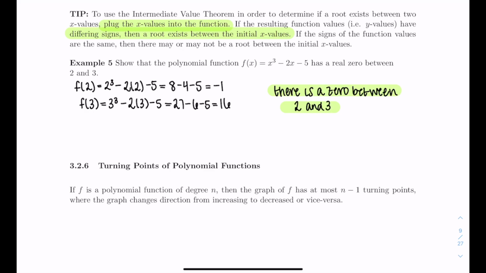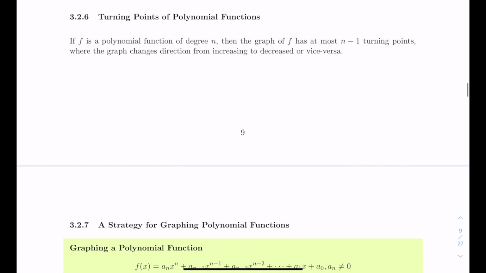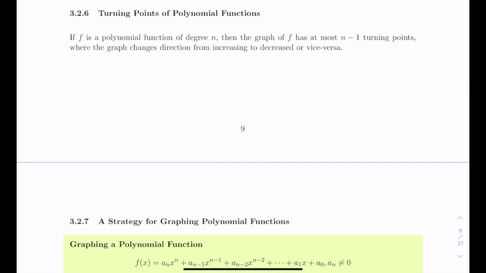And so let's kind of wrap this all up so we can learn how to graph. The last thing before graphing is we want to talk about turning points. So if f is a polynomial function of degree n, then the graph of f has at most n - 1 turning points. And that's where the slope changes from positive to negative or negative to positive. It's just turning around. And so if I have something of degree 2, that means I can only have at most 1 turning point. If I have degree 4, then I can have up to 3 turning points.